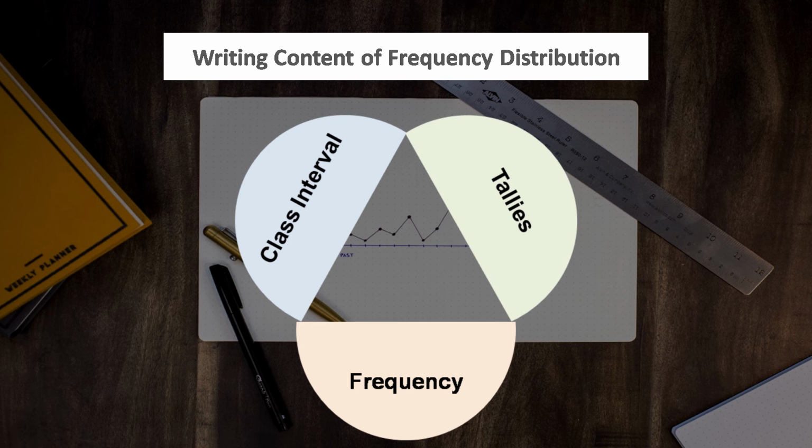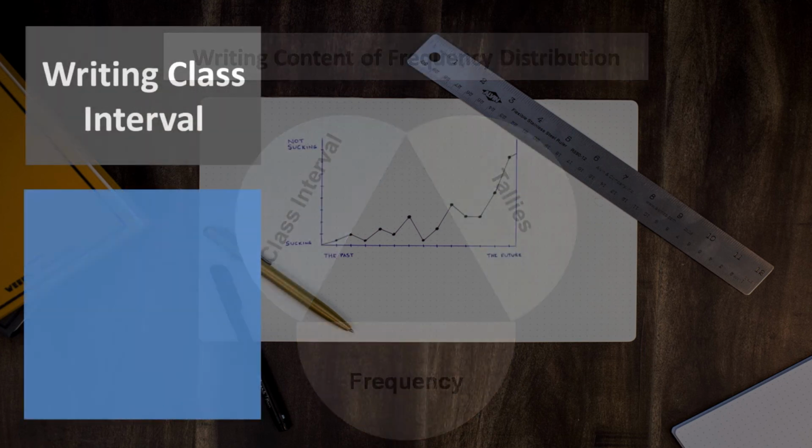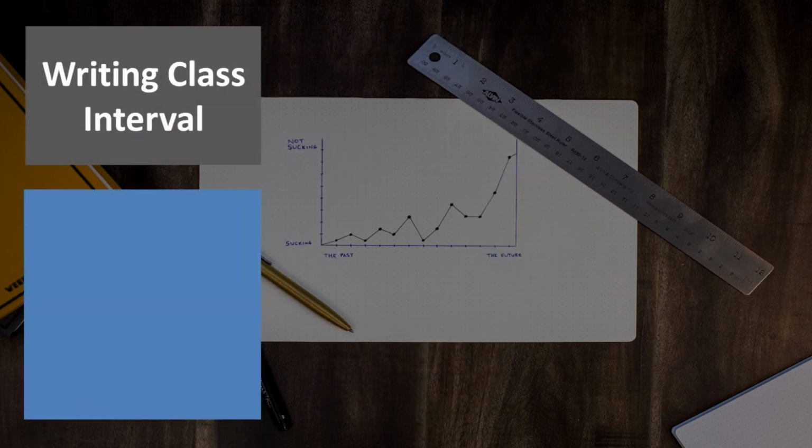So here first you have to write the class interval, second is the tallies, and the third is the frequency. Further we will discuss how to write the class interval, then how to make the tallies, and third is how to write the frequencies. Let us go forward. Writing the class interval is the fourth step.